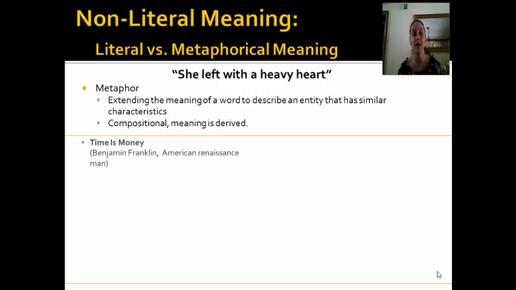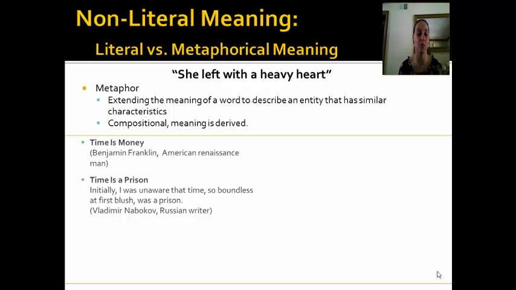Now, although time is money is a metaphor that distinctly reflects American culture, you can't really generalize metaphors to specific countries, such as, for example, time is a prison, which was said by a Russian writer, Vladimir Nabokov. So you can't really say that someone who's Russian has this outlook, right? It can't be generalized in that way, but it does tell us something about that culture and the way that generally people may perceive the world. Here are some other metaphors. Okay.